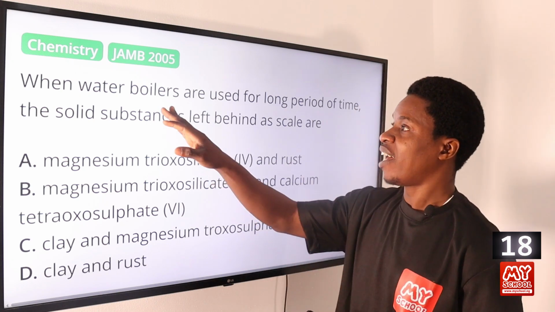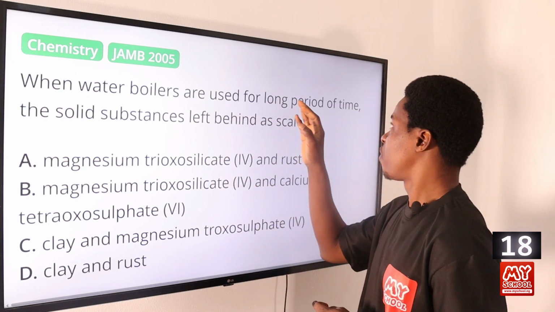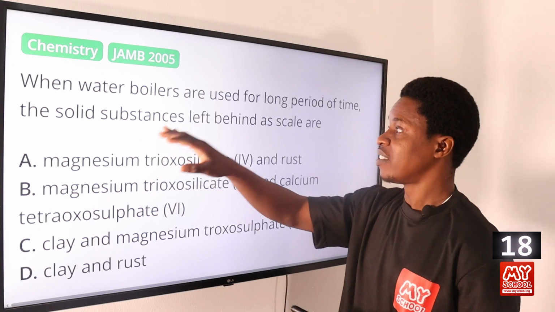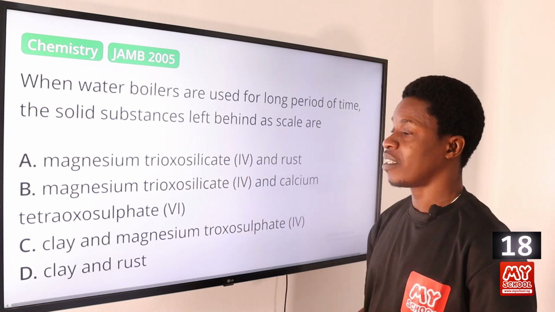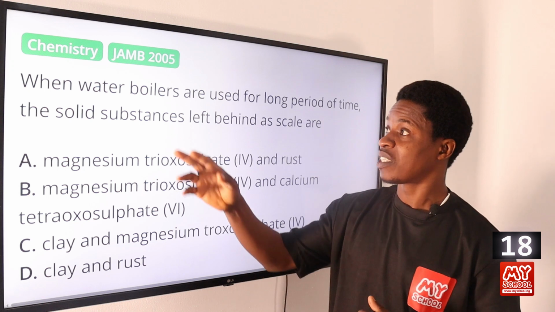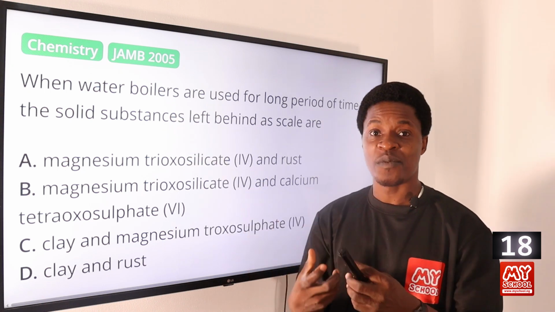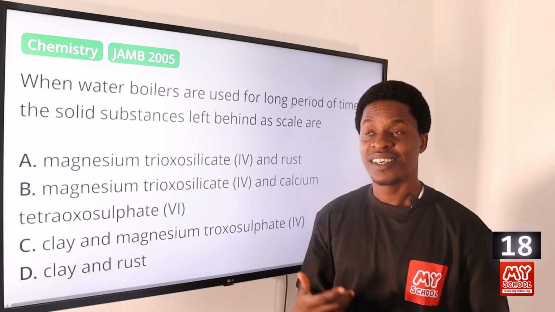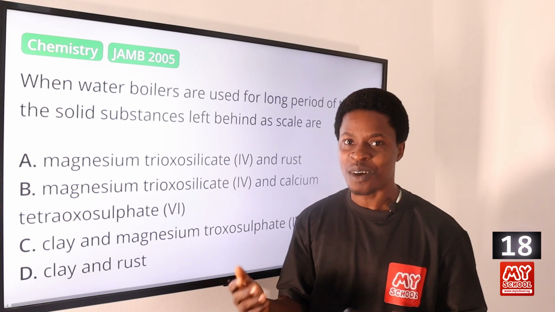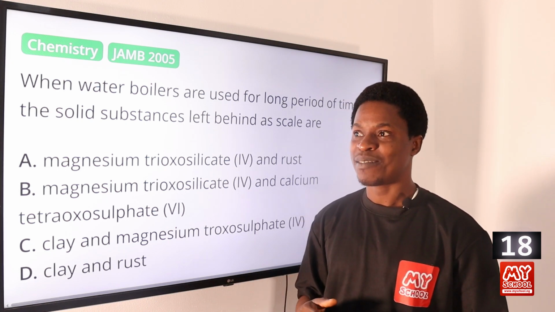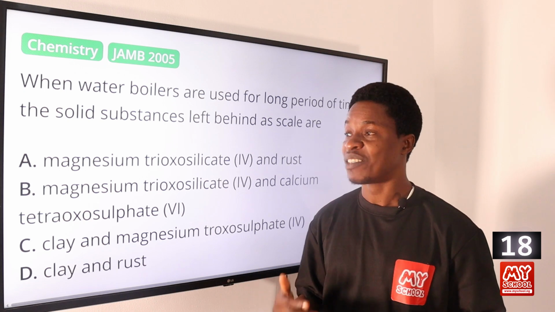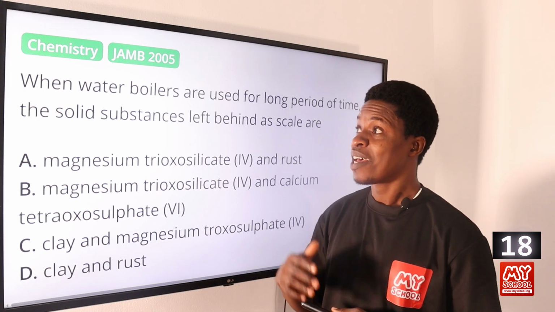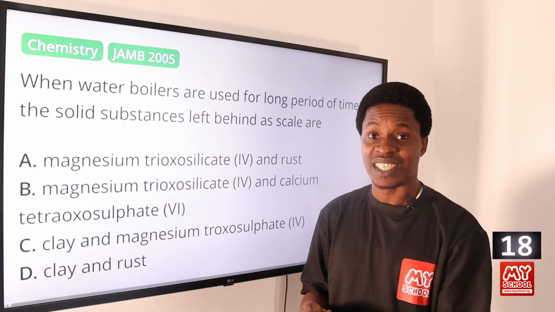When water boilers are used for a long period of time, the solid substances left behind as scale are what? Don't forget, when we talk about water boilers, of course we have the common one like the boiling rings. Nowadays we don't see them so commonly used, maybe because of the level of electricity, the current, that it consumes. But we have the boilers, the boiling ring.